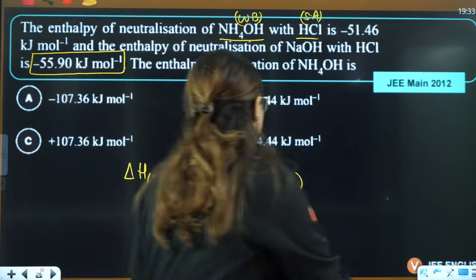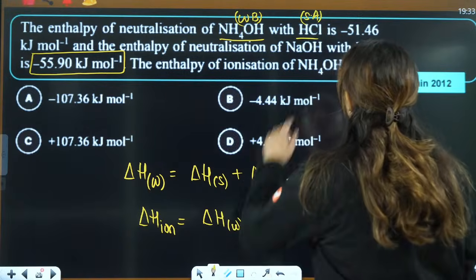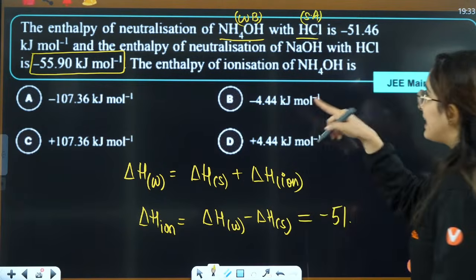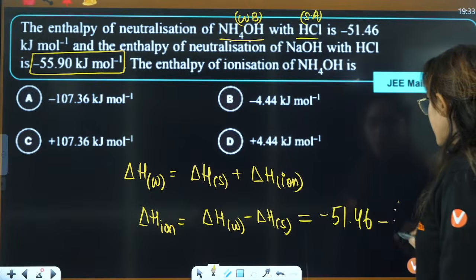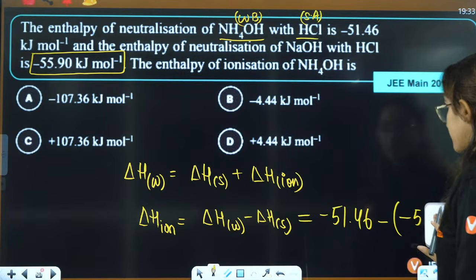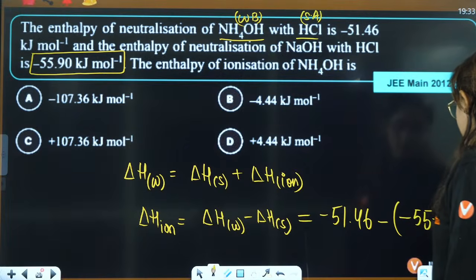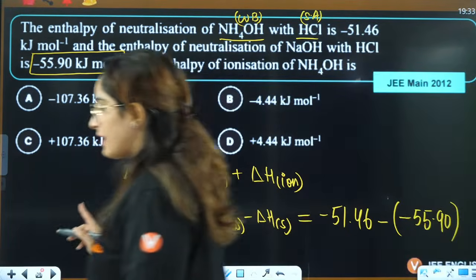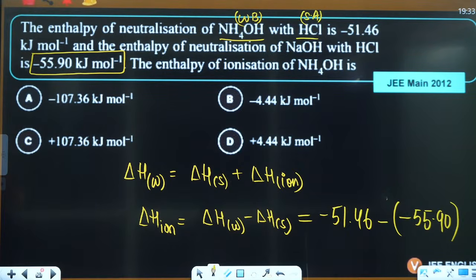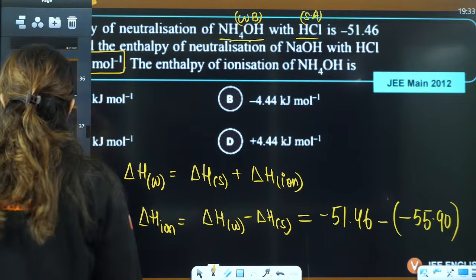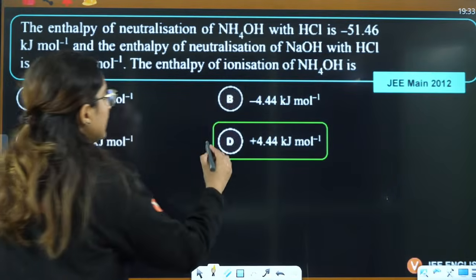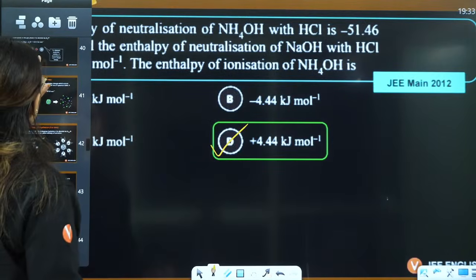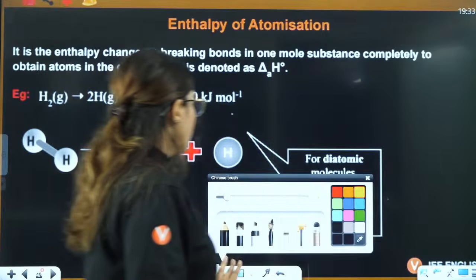Delta H of weak, when one of them is weak, neutralization is minus 51, which is definitely less than what you have for strong acid and strong base. Minus 51 minus of minus 55.90. Solve it and you will get your answer. Tell me, is that clear? Solve this and you will get your answer here, and D is the correct answer for that one.